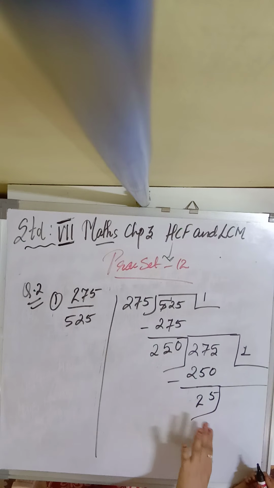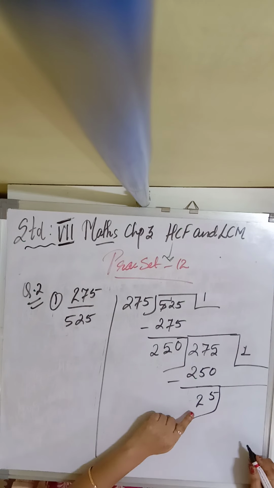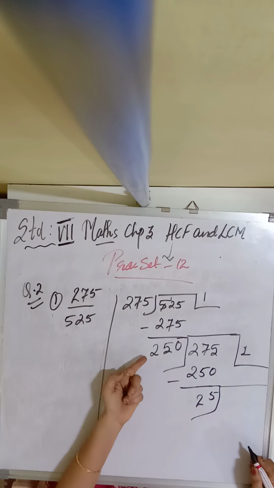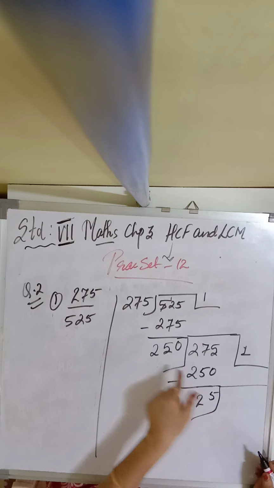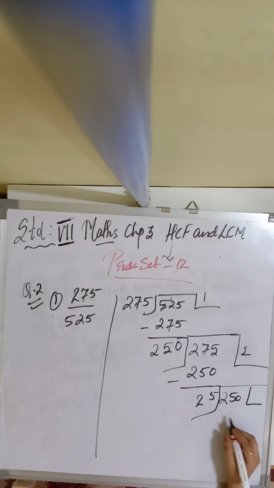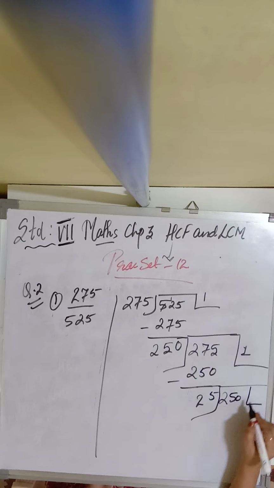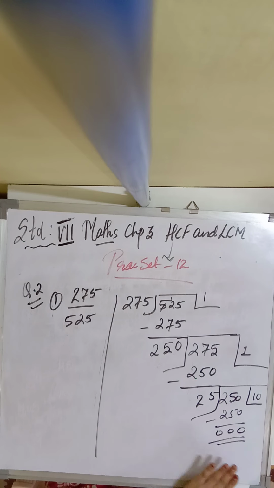Second step: still we have not got the remainder 0, so we are moving further. Now see children, 25 becomes my divisor. The previous divisor, 250, will come inside, that means it will become the dividend. So here it is 250, and we know 25 ones are 25, 25 tens are 250. So 25 minus 25 is 0, 0 minus 0 is 0. So we have got the remainder 0.